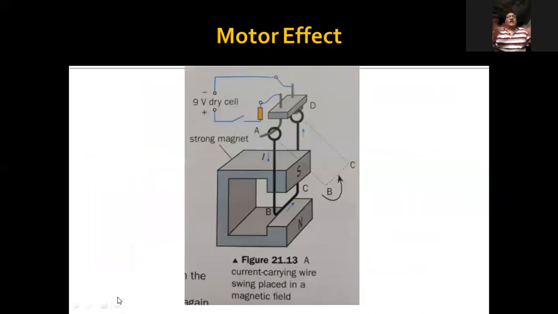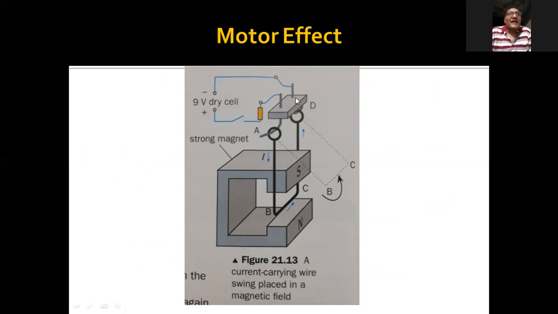Okay, here we have another experiment which will be demonstrating the motor effect. You can see here we have a horseshoe magnet. It's a permanent magnet, in the shape of a horseshoe. This is the north pole of the horseshoe magnet, and this is the south pole of the horseshoe magnet.